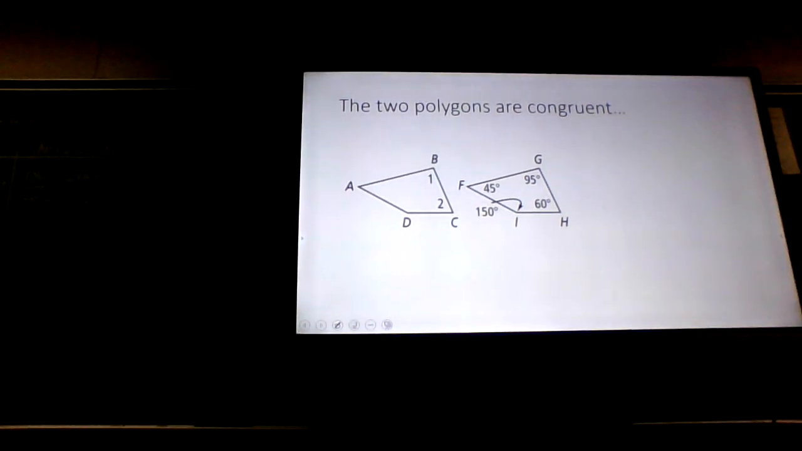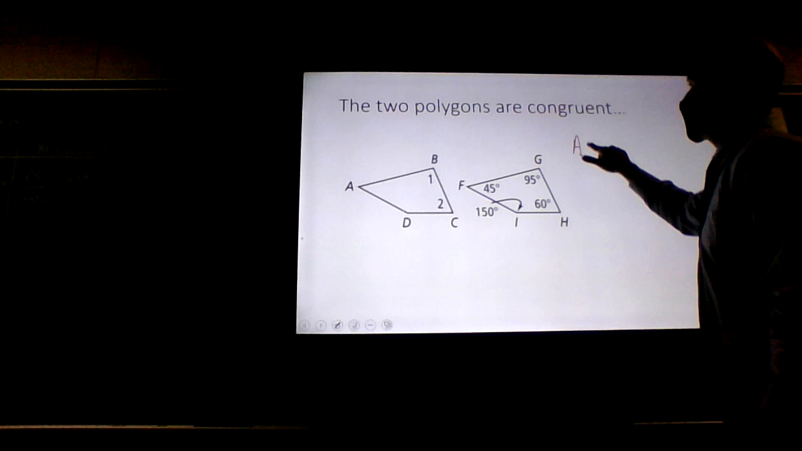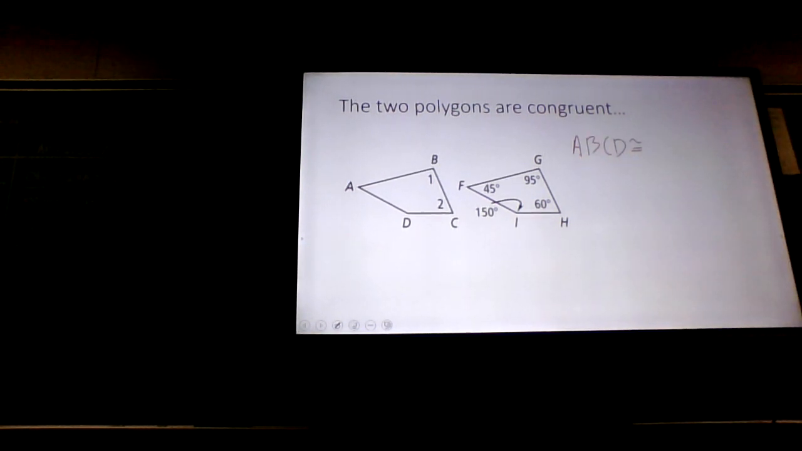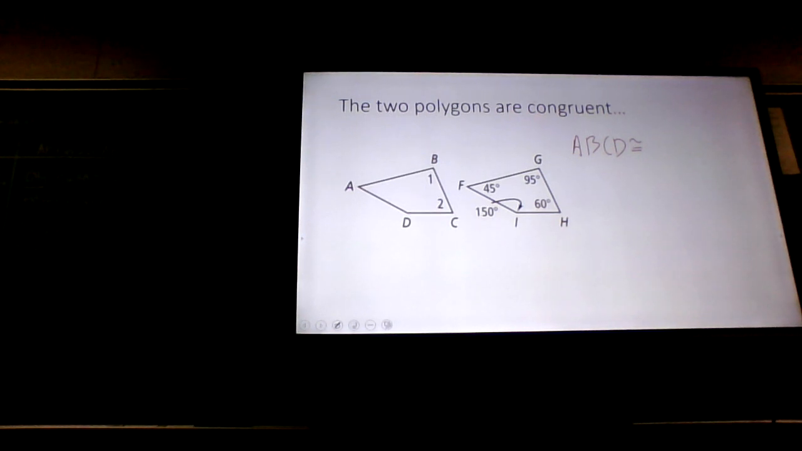Let's look at an example. So these two polygons are congruent. Now let's see if you can do what I just suggested. So that means that A, B, C, D has to be, now here's where we have to be careful. We have to put things in the exact same order. What letter in this guy is going to have to go first? Has to be F. If you put anything other than F, it will be wrong. What letter has to be next? G. What about next? H and I.